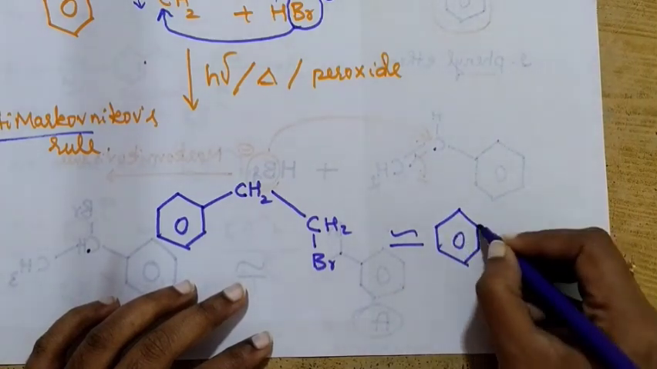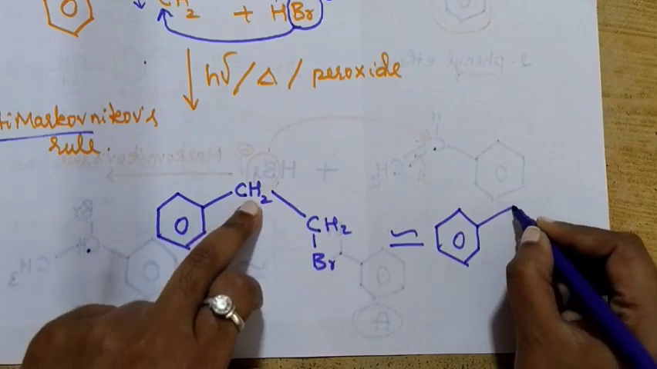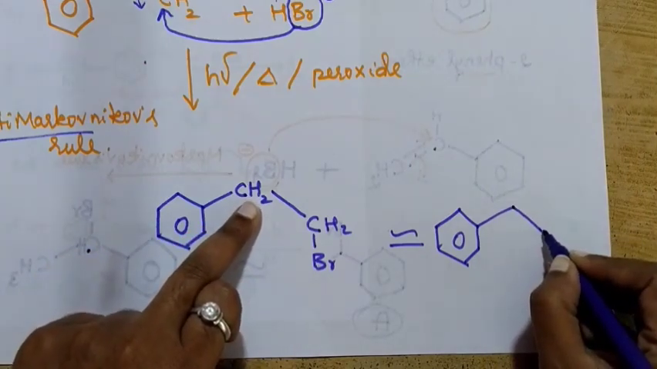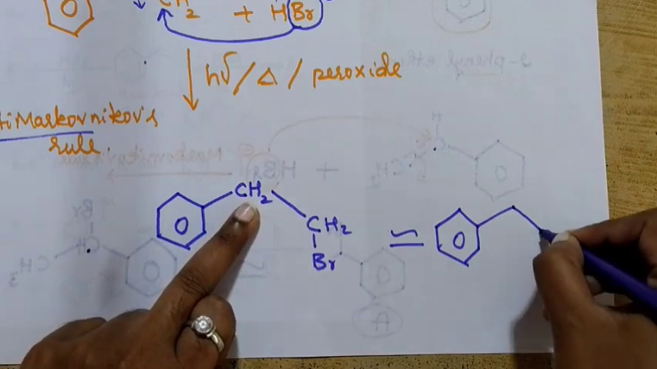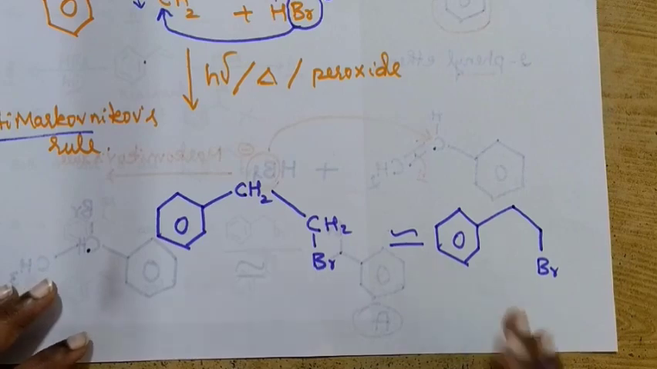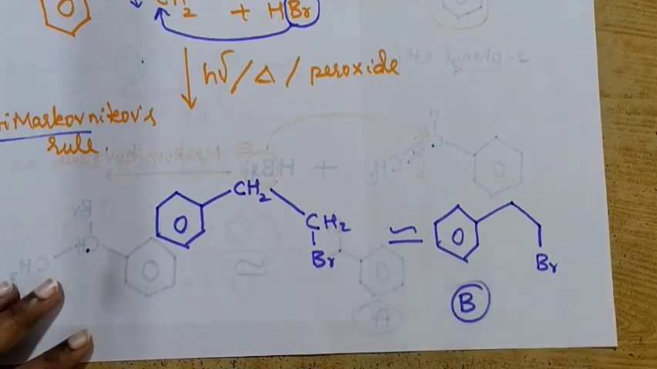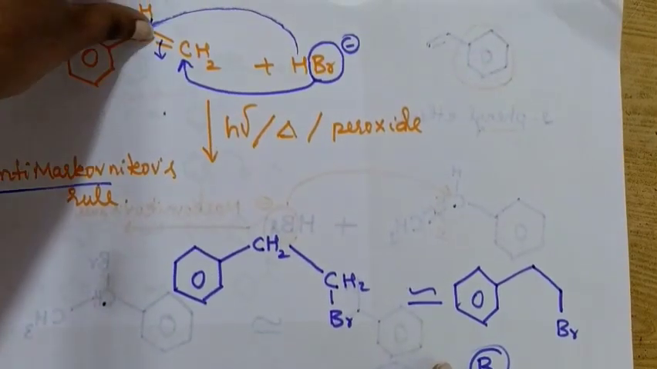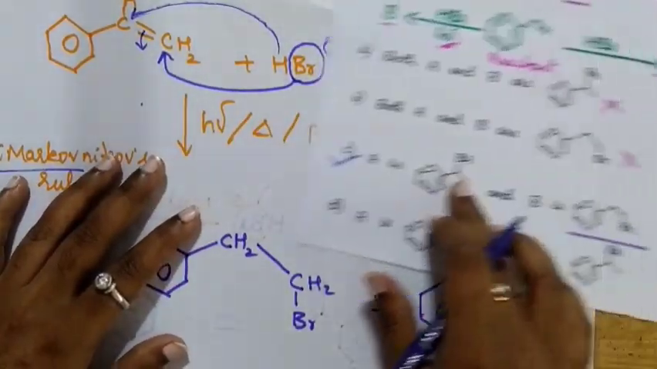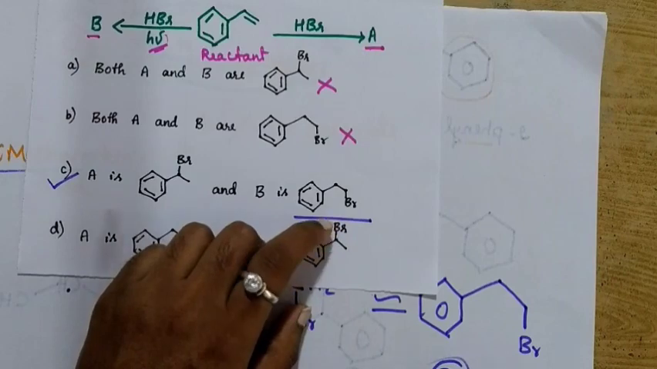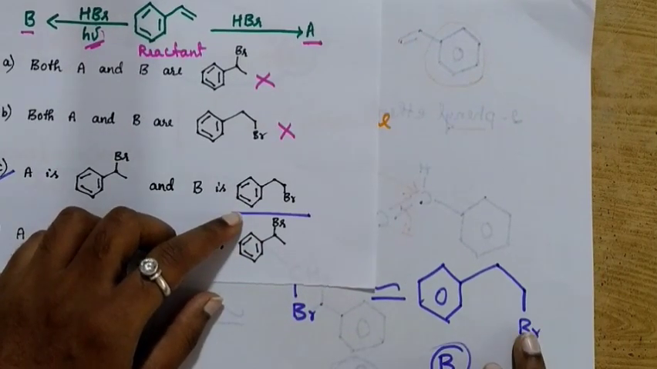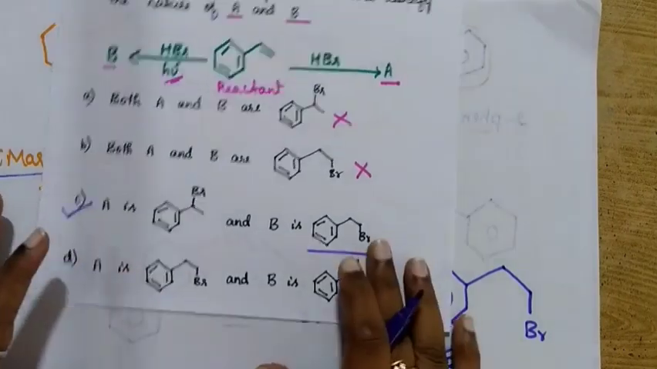Benzene ring. This corner represents the presence of one carbon atom with 2 hydrogens. And this corner represents the carbon atom with 2 hydrogens, and the same carbon atom has bonded with Br. Correct? So this is our product B. See the question? See the options. A we got it already, and B is nothing but the same product which we got by anti-Markovnikov rule. Okay, this is the only thing you need to remember.